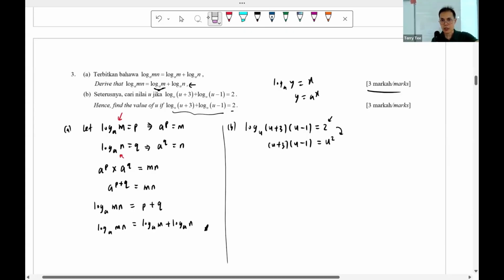Okay? Now, next, what I want to do is expand and solve for u. Expand the bracket. u squared plus 2u minus 3 equals u squared. Cancel u squared and u squared. 2u is 3. u is therefore 3 over 2.